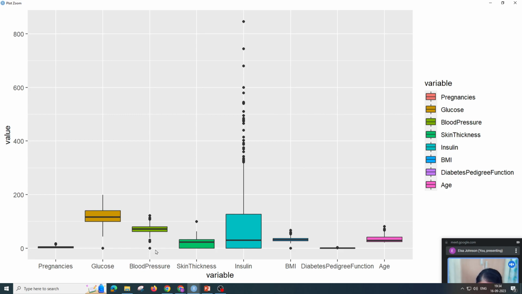So usually before you do your analysis, you will be removing the outliers for the analysis, okay? So this is the box plot.